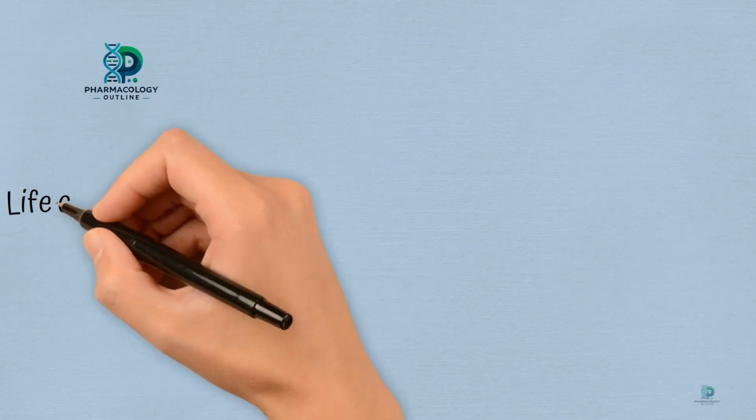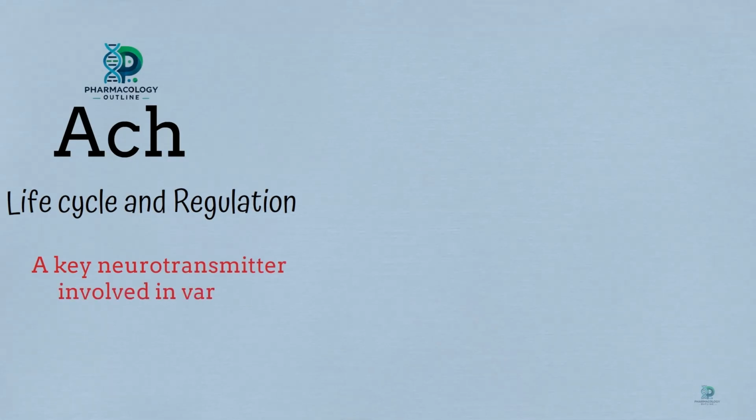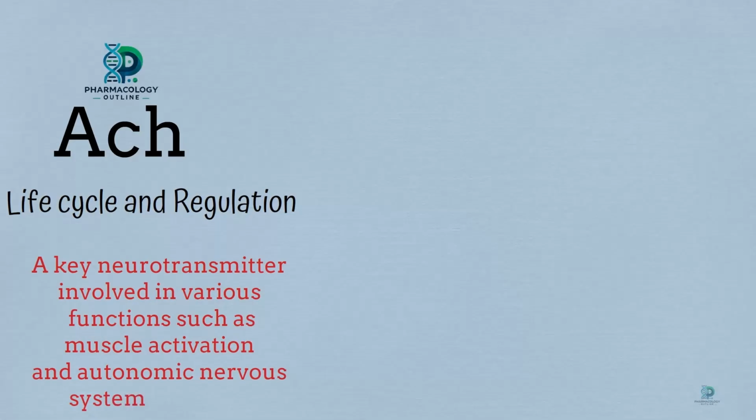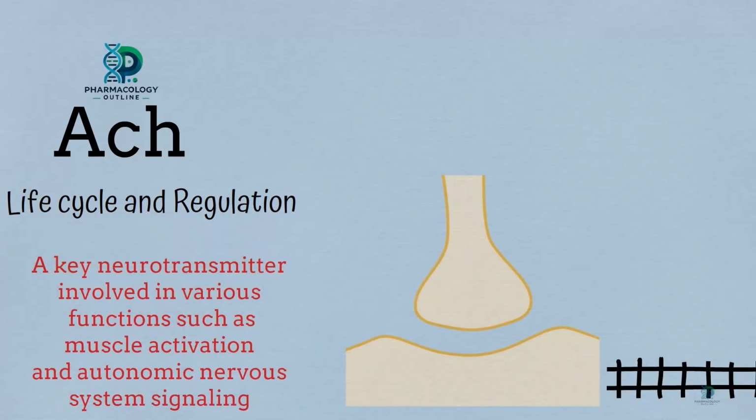In this video, we will take an overview of the life cycle and regulation of acetylcholine, a key neurotransmitter involved in various functions such as muscle activation and autonomic nervous system signaling. Let's start the processes step by step.